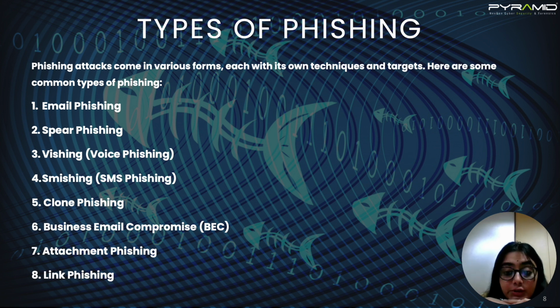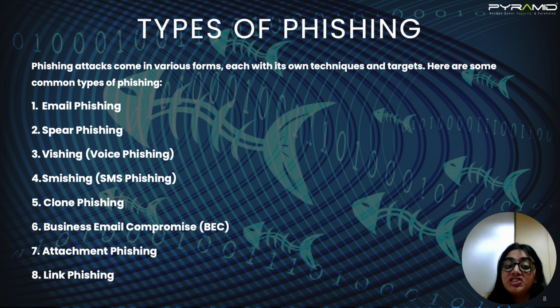First, we have email phishing. Now, this is the most common form of phishing. Attackers send deceptive emails that appear to be from trusted sources such as banks, social media platforms, or government agencies. Now, these emails typically contain links to fake websites or malicious attachments. Spear phishing is highly targeted. Attackers tailor their phishing emails to a specific individual or organization, often using personal information to make the message more convincing. It often targets high-profile individuals or employees within a company.